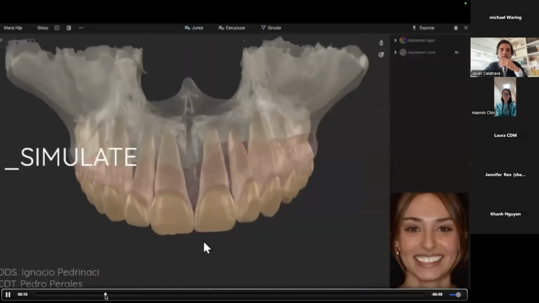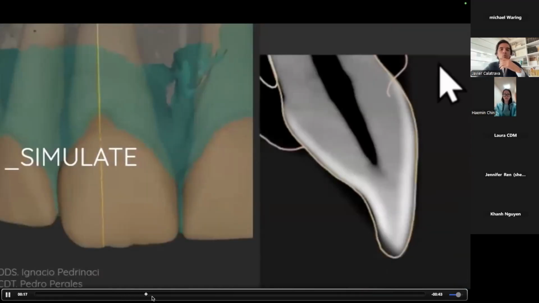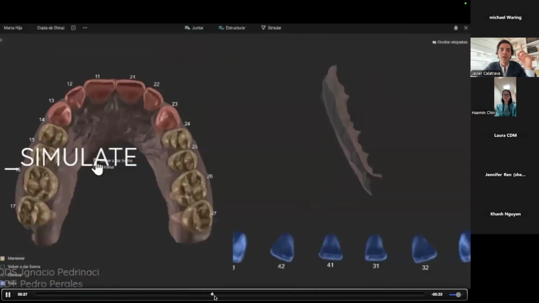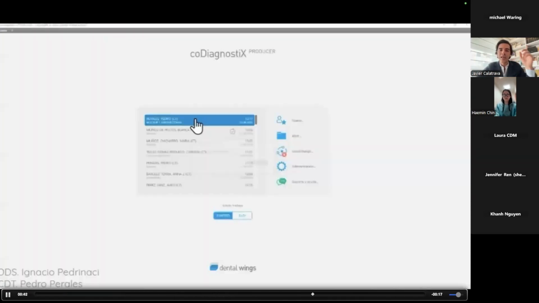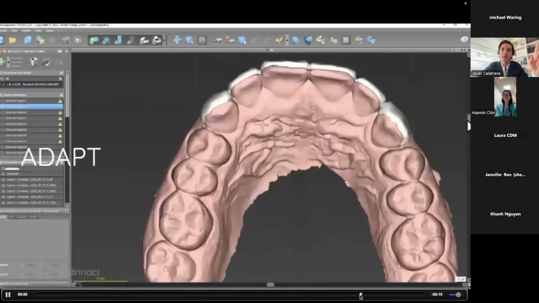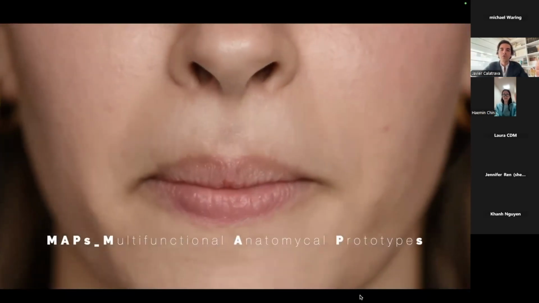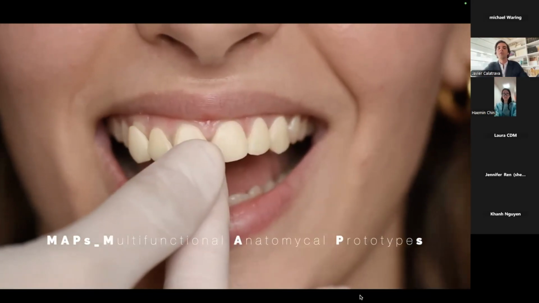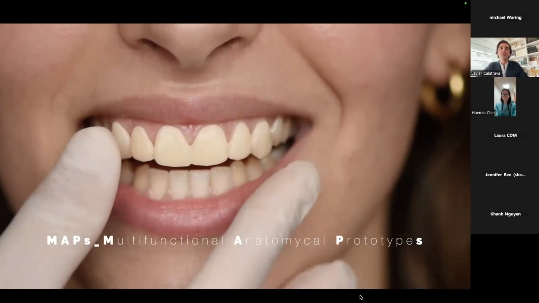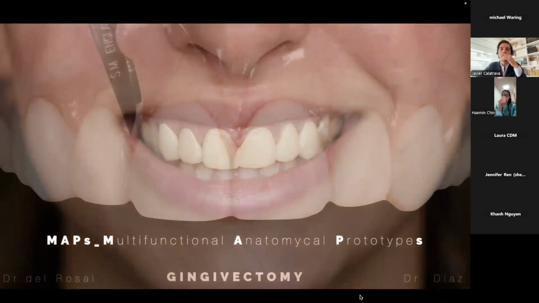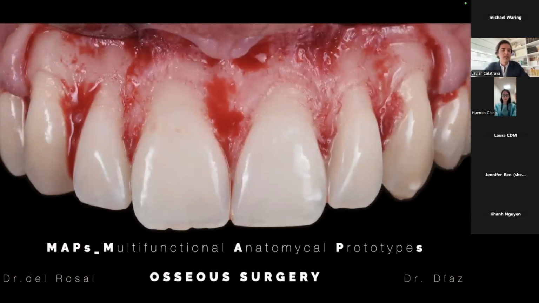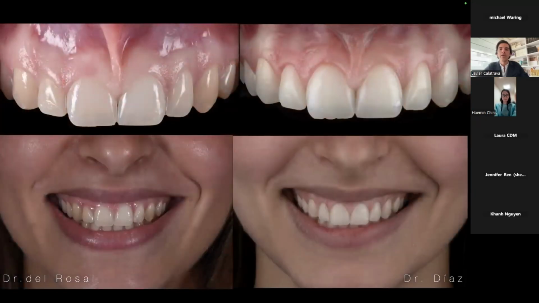So here, once again, is the same process we saw earlier, but now we're just treating one side, as you can see here, because we want to make her smile symmetrical. And I'm going all guided based on her anatomy. I create a template so that I can use it in the surgery. And once again, these maps, look how good they are now, how much better they are than the previous ones, to show the patient the expected minimal changes that we're going to do in her smile, so that we can use them for step 1, gingivectomy, step 2, osseous surgery, and we can get such a predictable result as this.